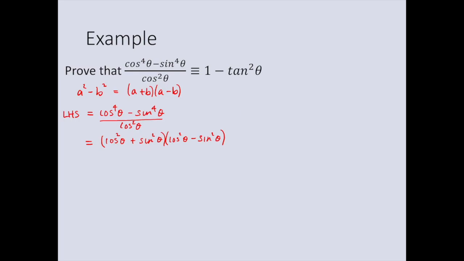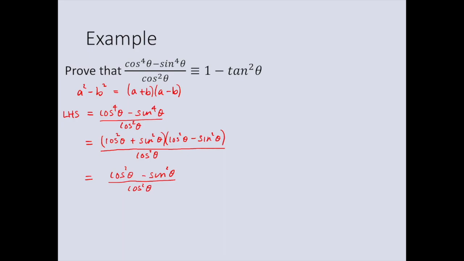And that's all divided by cos squared theta, isn't it? Okay, so the first bracket there, cos squared theta plus sine squared theta, is actually just equal to 1, isn't it? So now we get cos squared theta minus sine squared theta all divided by cos squared theta.